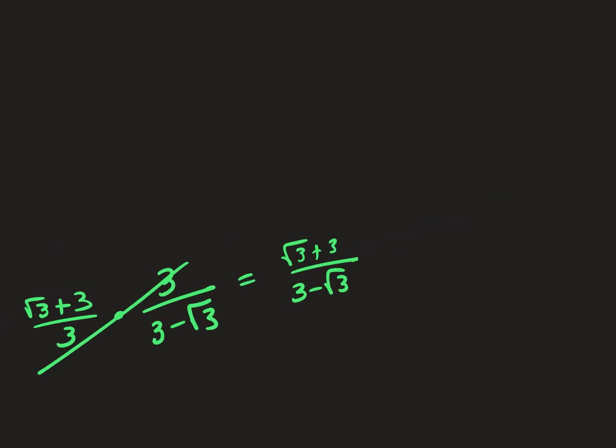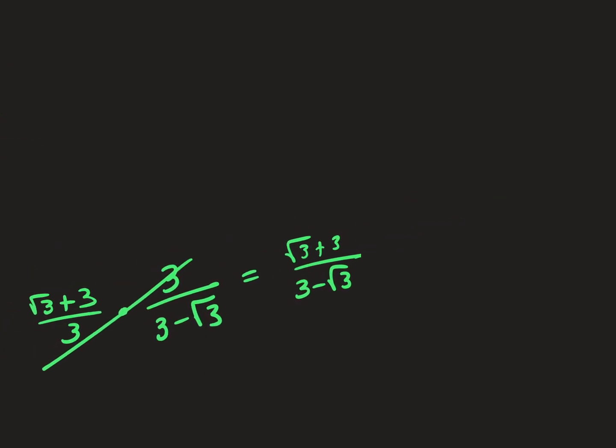You could leave it like this. This is okay. It's not great, but this is okay. How could we further simplify it? Because we don't like radicals in a denominator, right? You'd have to rationalize. How do you rationalize when you have a plus sign? Well, you have to multiply by the conjugate. What's the opposite of 3 minus root 3? 3 plus the square root of 3.